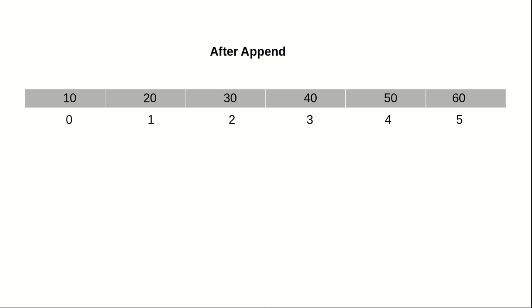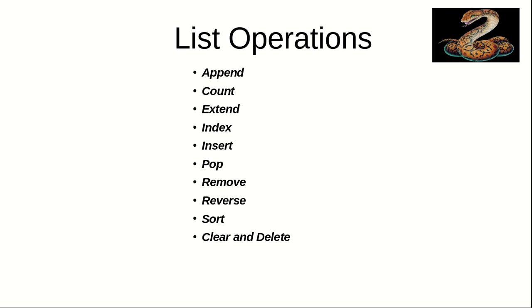So in the memory, the list looks like this. We have the list values and its respective indexes. So that's how append method works. And the next method we have is count.